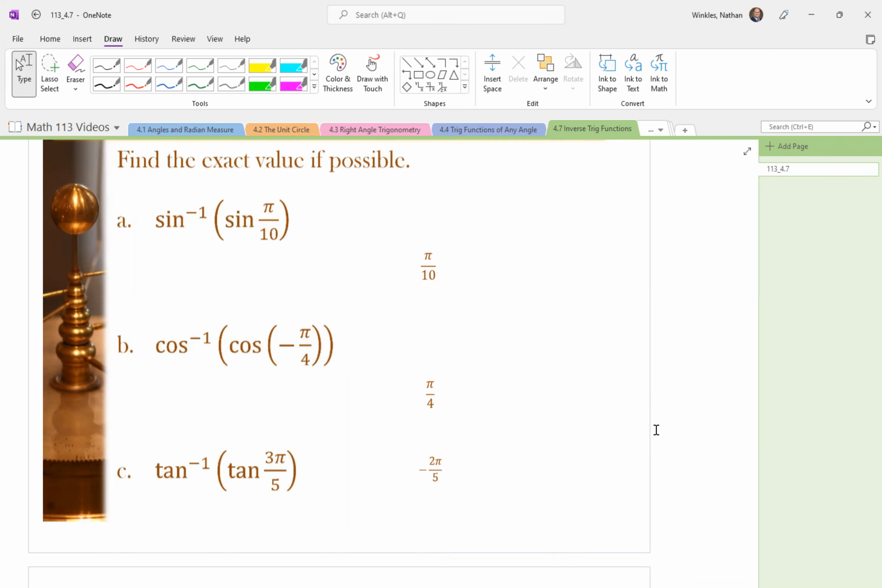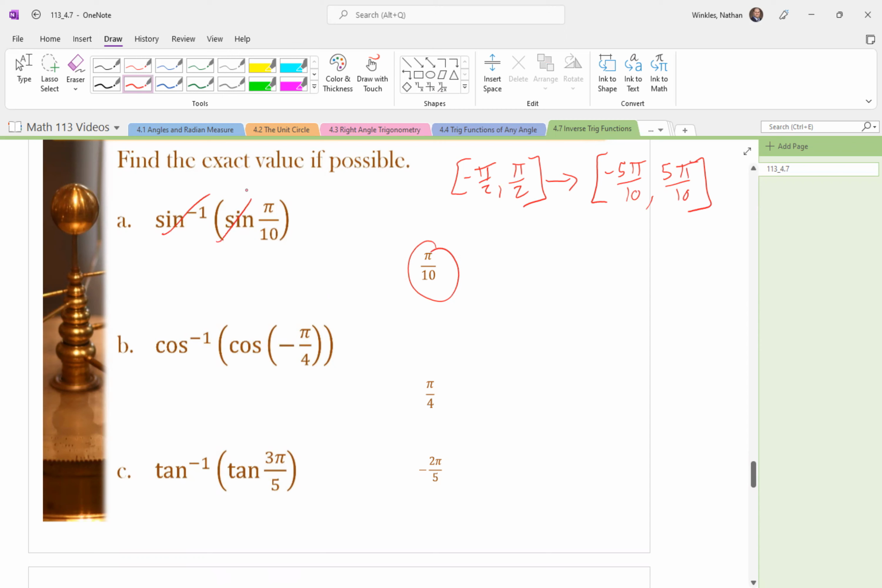Sine inverse of sine of pi/10. By our rules, for sine inverse of sine, our value x must be in the interval -π/2 to +π/2. In this case, pi/10 is in between, because inside the interval -π/2 to π/2, in terms of tenths, this would be -5π/10 to +5π/10. Pi/10 is inside of that interval, so these just cancel out, leaving us with pi/10.